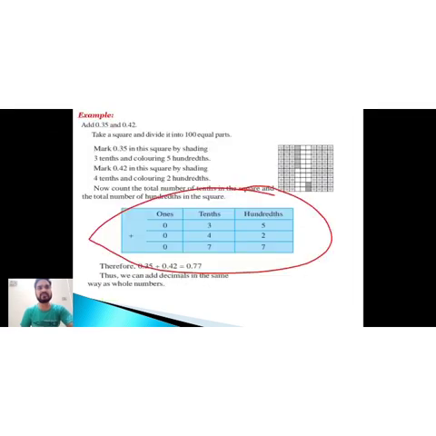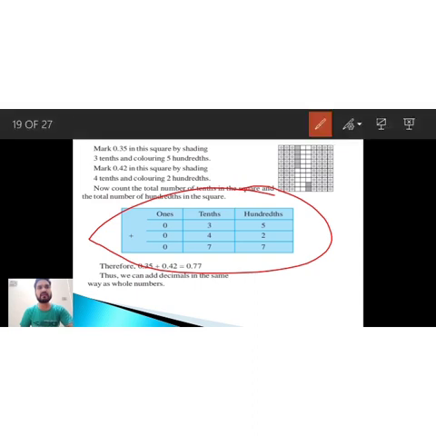So simply what we have to do: 5 plus 2 is 7, 3 plus 4 is 7. So combining these two numbers is called addition of decimals, and the answer is 0.77. We can add decimals in the same way as whole numbers.